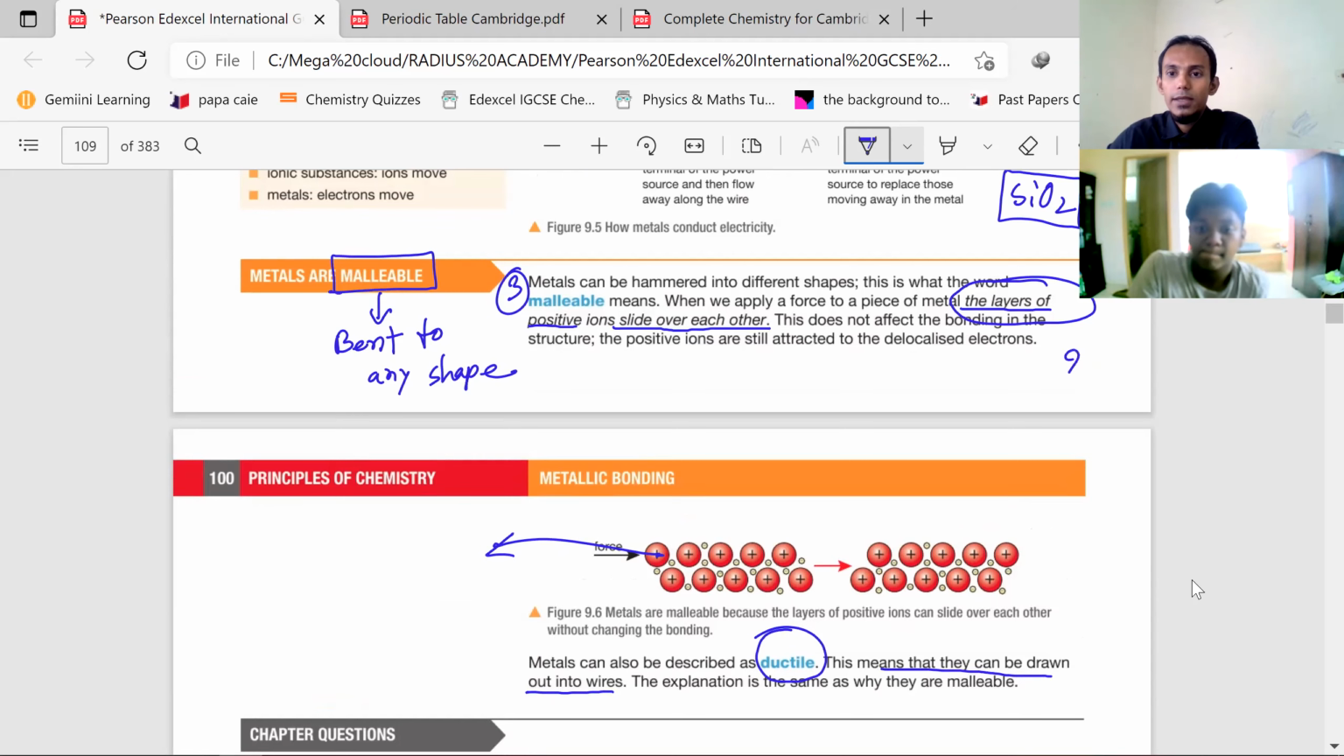Again, 2 marks. They will give you 2 marks, mark 1 and mark 2. They are present in layers, mark 1. If we apply force, they can slide over each other, mark 2, done. One sentence, 2 marks. Yes, sir. Clear.